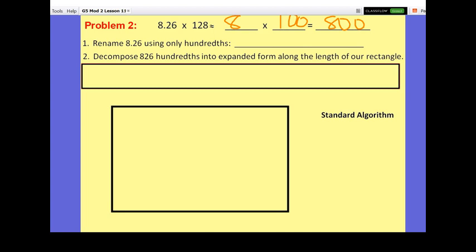So let's take a look. First step is to rename 8 and 26 hundredths using only the unit of hundredths. And when I do that, I have 826 hundredths. Then I'm going to decompose 826 hundredths into expanded form along the length of our rectangle. So that's right here on our area model. So I'm going to have 800, 20, and 6 hundredths.